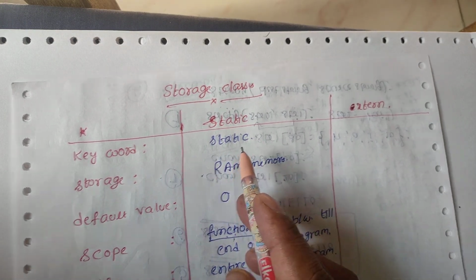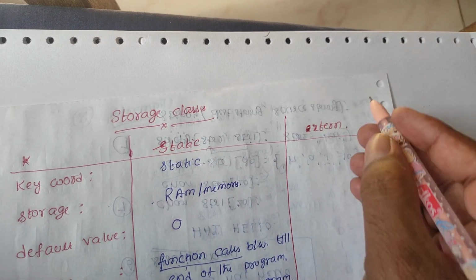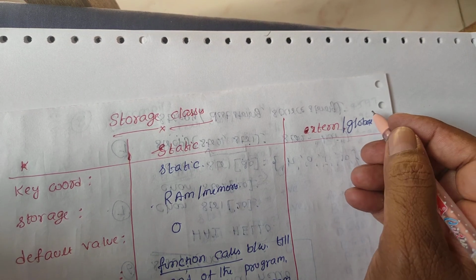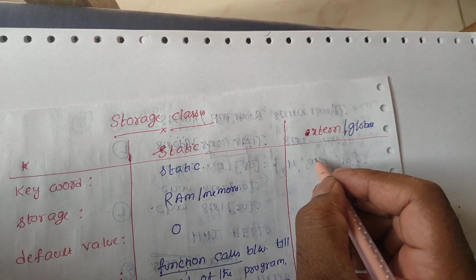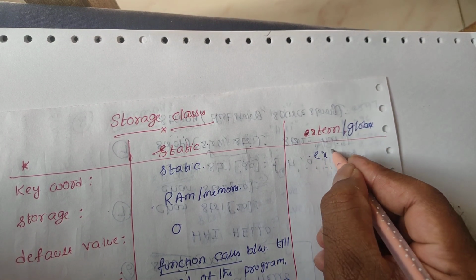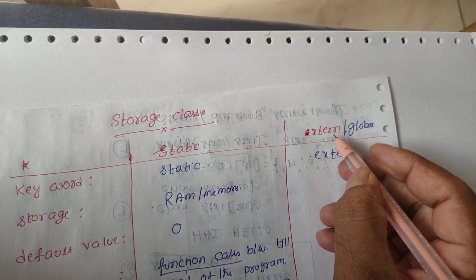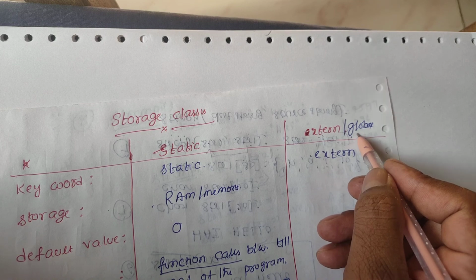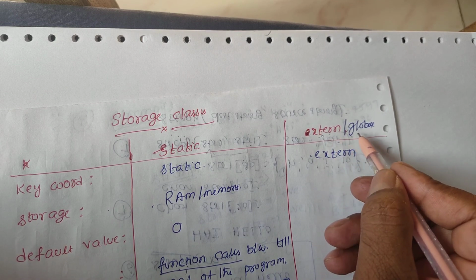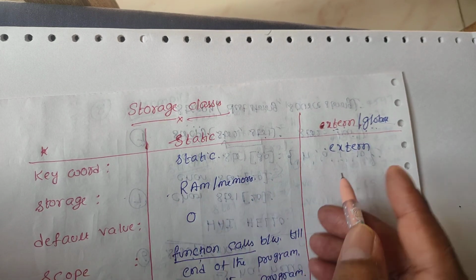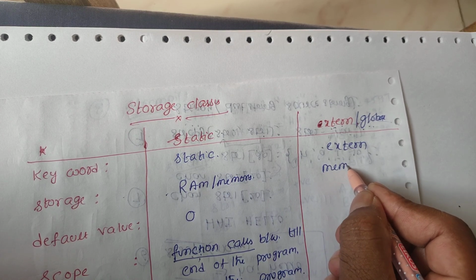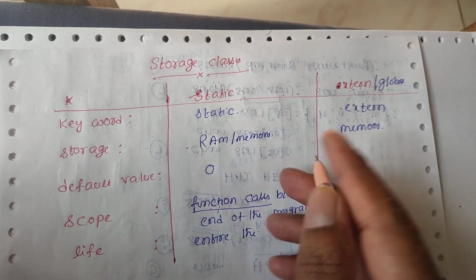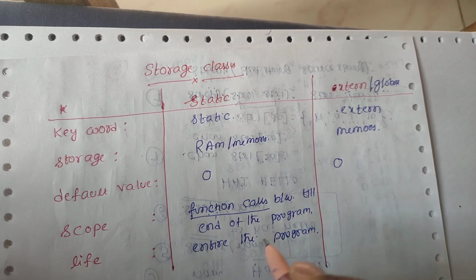In the same way, the external storage class is also called the global storage class. The keyword is extern. It is a global variable, whereas the automatic storage class variables are local variables. The storage is also in memory, and the default value is also 0.